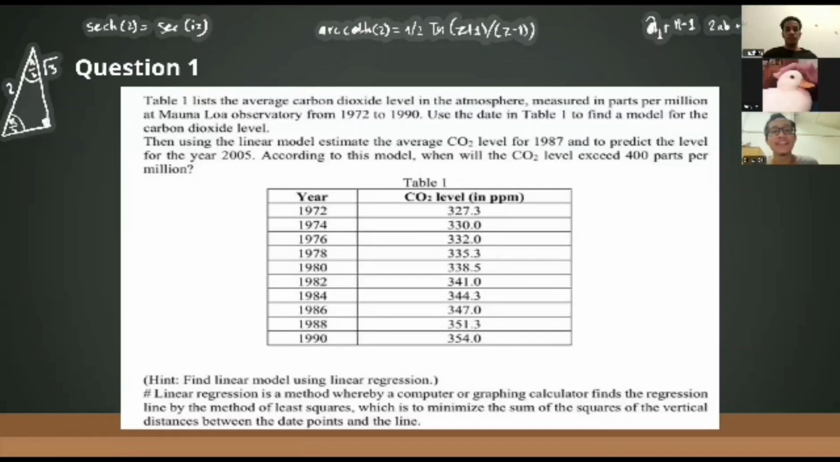Table 1 lists the average carbon dioxide level in the atmosphere, measured in parts per million at Mauna Loa Observatory from 1972 to 1990. Use the data in Table 1 to find a model for the carbon dioxide level. Estimate the average CO2 level for 1987 and predict the level for the year 2005. According to this model, when will the CO2 level exceed 400 parts per million?